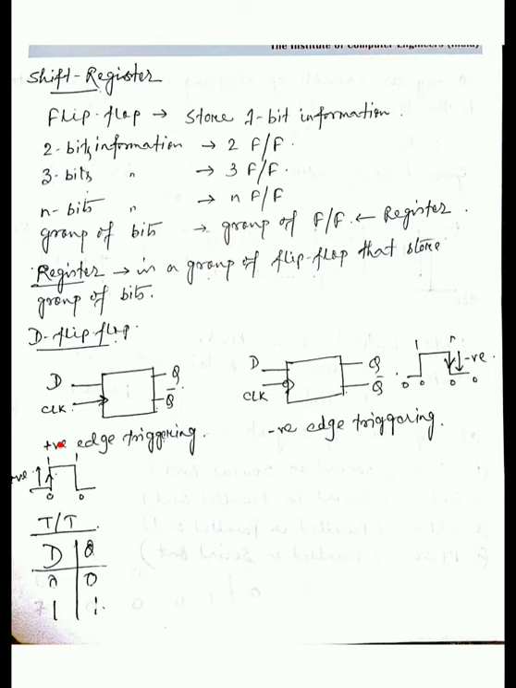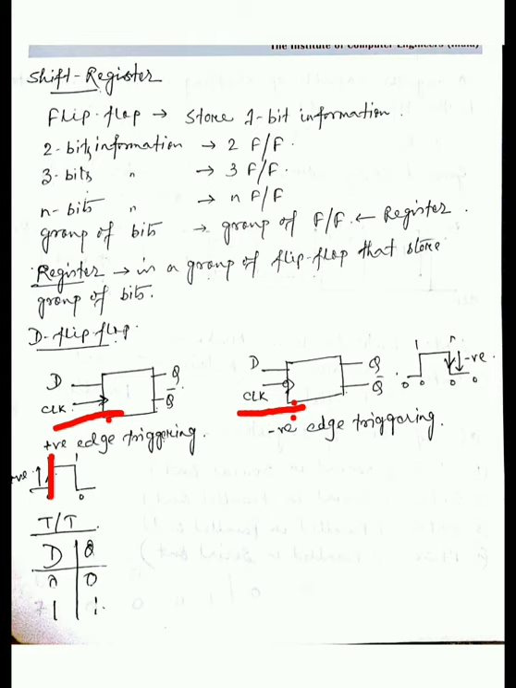Now this is the diagram of D flip-flop. We have to mention one thing here: every D flip-flop works either on positive edge clock pulse or on negative edge clock pulse. Positive edge triggering means when the clock pulse changes from 0 to 1, and you see that in positive edge triggering only one arrow is given at the clock pulse. In negative edge triggering there is one circle before the arrow sign. This shows negative edge triggering of clock, and this shows positive edge triggering of clock.